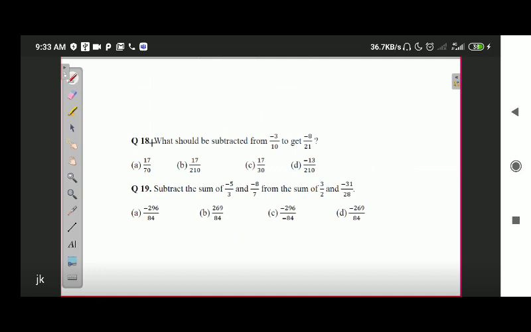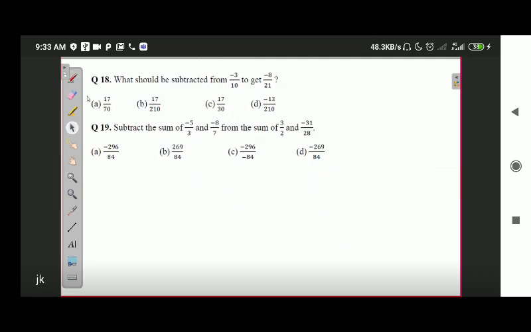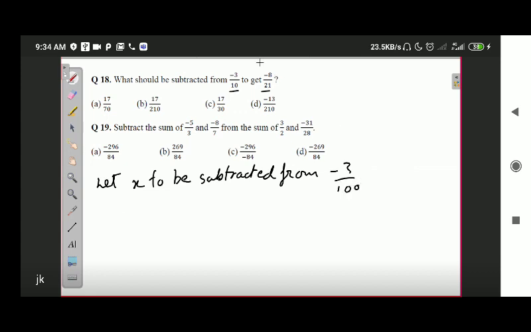Next is question number 18. Question number 18 is: what should be subtracted from this to get this? So we let x be subtracted from minus 3 upon 10 to get minus 8 upon 21. So what does this line mean? It means minus 3 upon 10 minus x is equal to minus 8 upon 21. If x is subtracted from minus 3 upon 10, the answer is minus 8 upon 21.